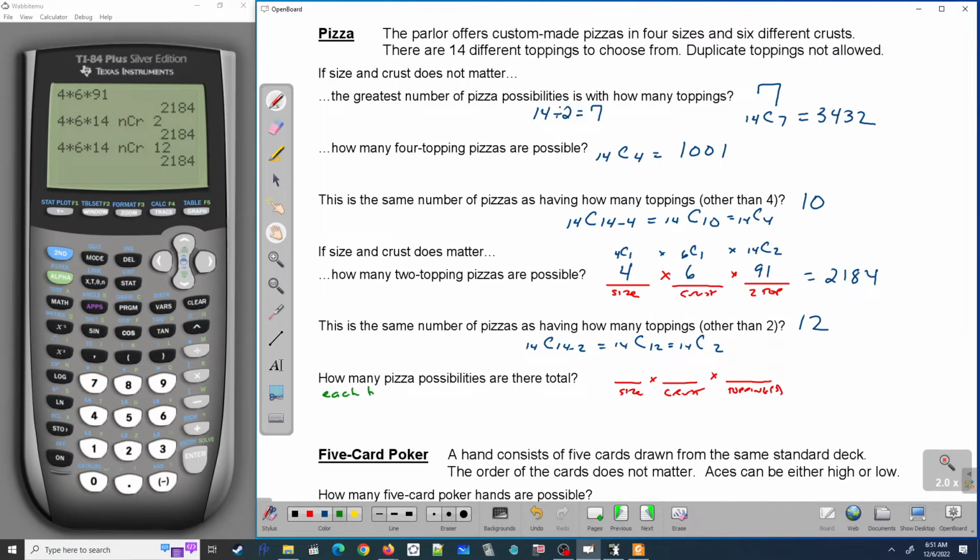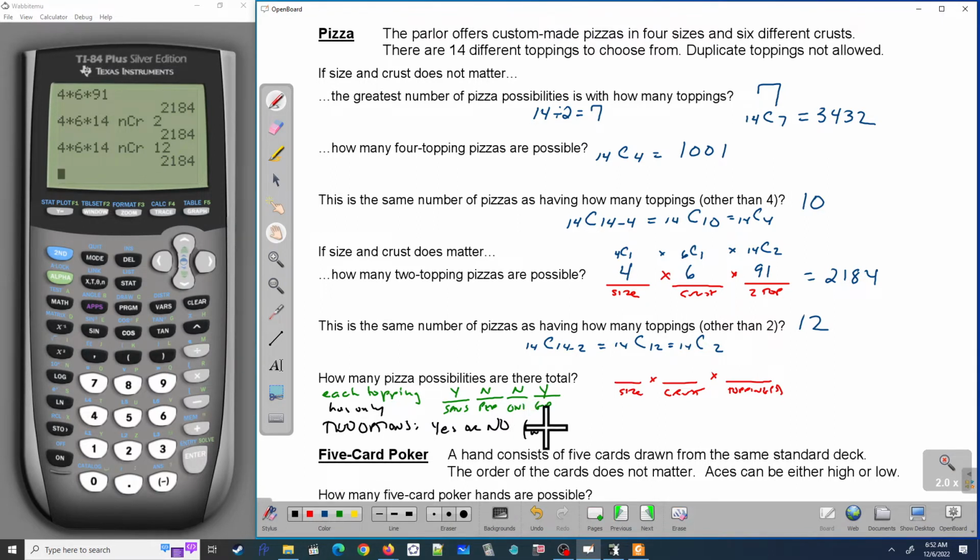So let's take a look at each topping, okay? If they say, would you like sausage? All right, you might say yes. If they ask you, do you want pepperoni? You might say no. If they say, do you want onion? You might say no. If they ask about green pepper, you might say yes. What I'm trying to get at is there's only 2 options for each topping. Each topping has only 2 options, and those options are yes or no. And you can repeat them.